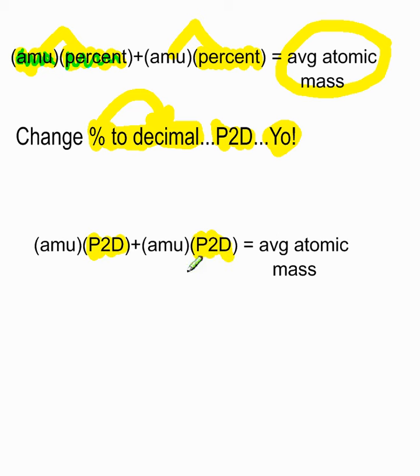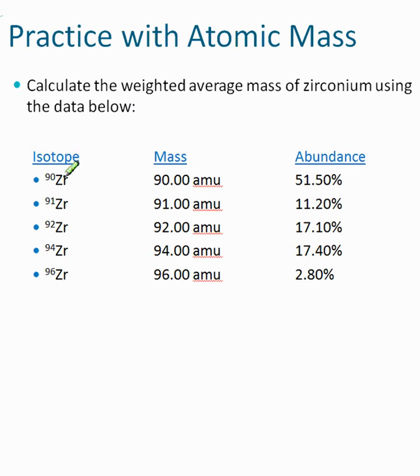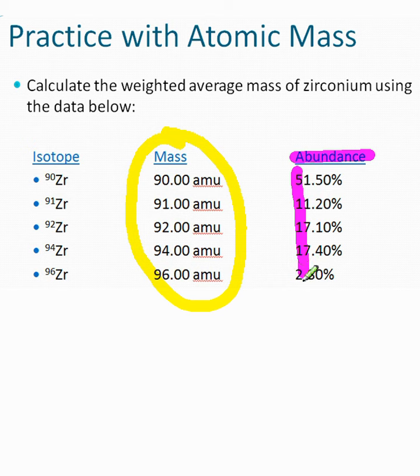So take a look at this problem right here. We have a whole bunch of masses. The masses in AMU never change, but the percent abundance has to be adjusted. These all have to be adjusted by the P to the D. So what are we going to do when we do that? You're going to bounce the decimal over 2 places or divide by 100. So like 51.50 is going to be 0.5150. 11.20 is going to be 0.1120.